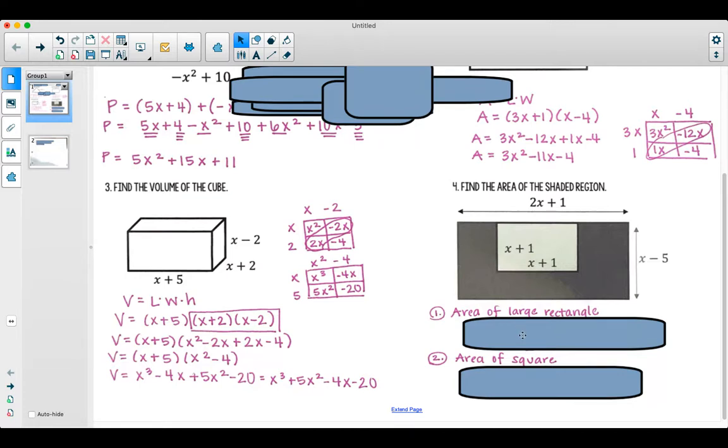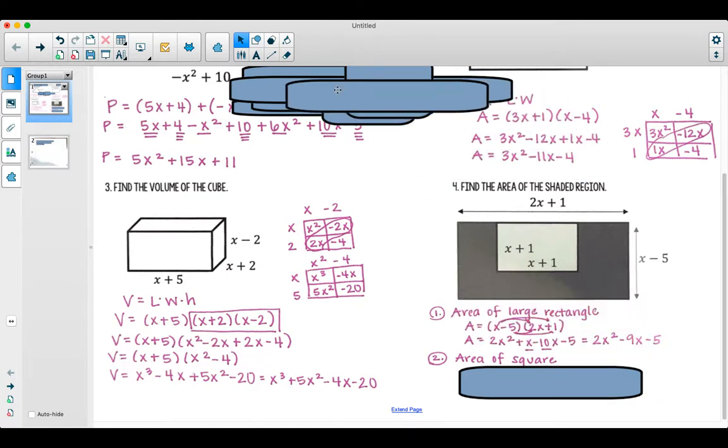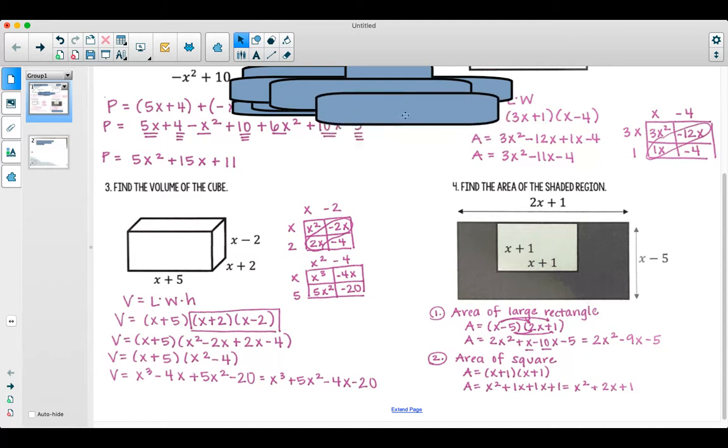So to find the area of the large rectangle, it's length times width. So x minus 5 times 2x plus 1. That gave me 2x squared plus x minus 10x minus 5. And when I combine like terms, I get 2x squared minus 9x minus 5. Now I'm going to find the area of the square. Once again, that's length times width. So here I get x squared plus 1x plus 1x plus 1. And when I combine like terms, I get x squared plus 2x plus 1.